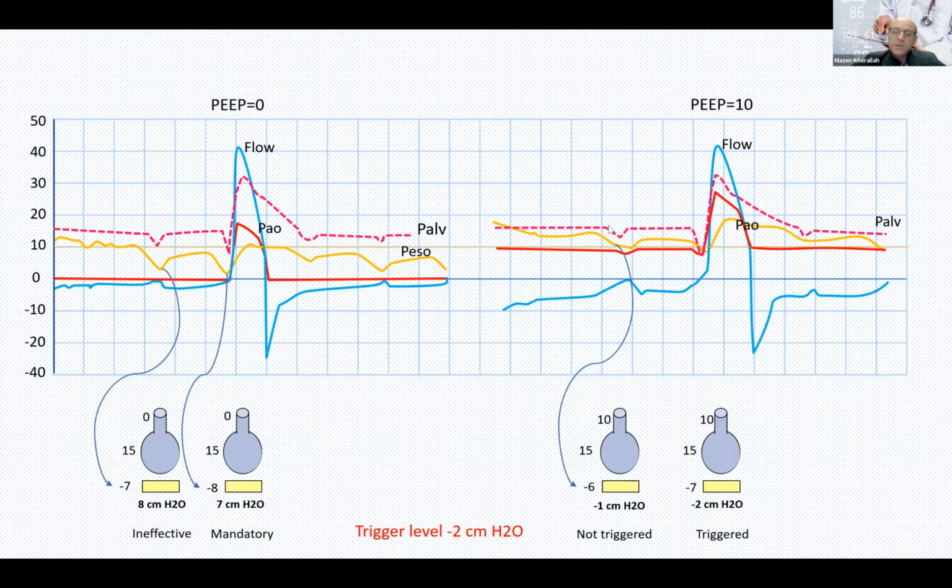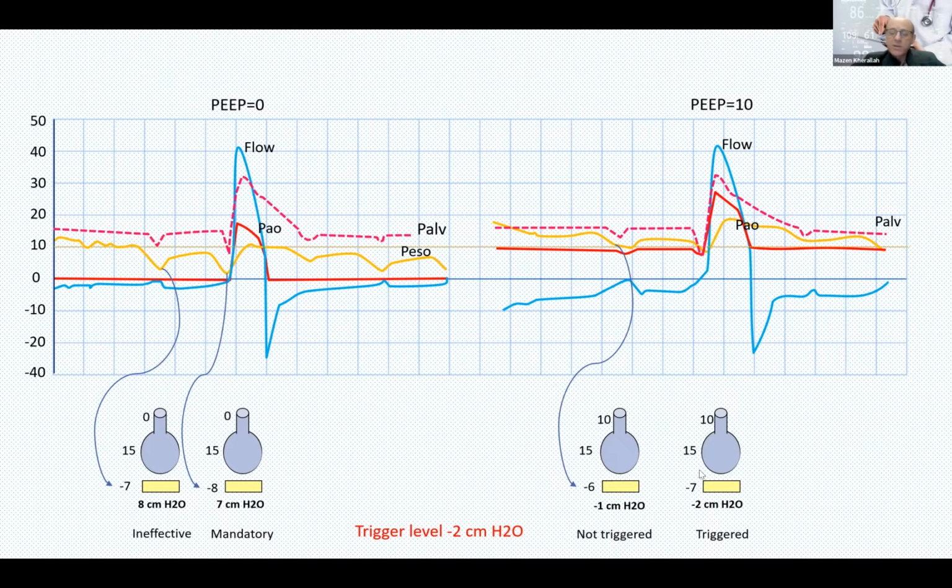And you see, this is wasted effort. The patient could not trigger the ventilator. Now, if we set the airway pressure or the PEEP at 12 centimeters of water, it would have been able to trigger the ventilator. In the next breath here, you can see that the patient's inspiratory effort was better. He dropped the esophageal pressure by 7 centimeters of water.